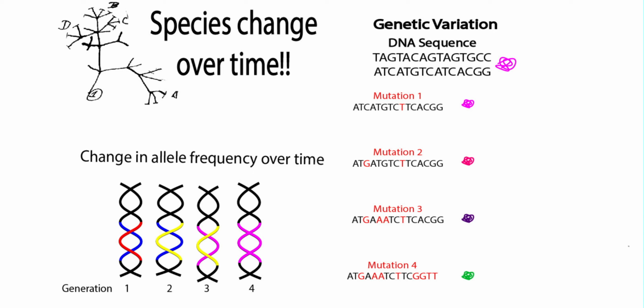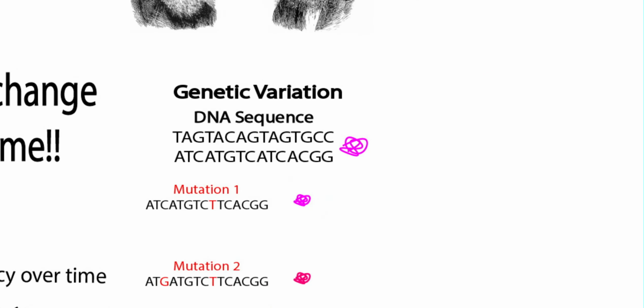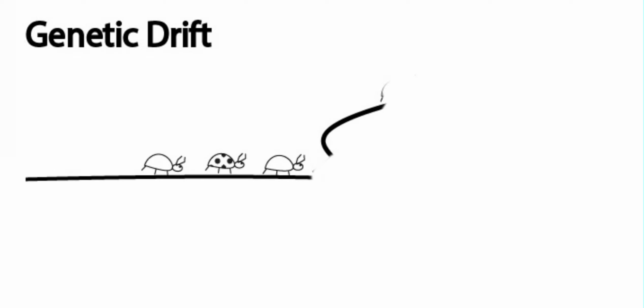And as we go down through mutation sets 3 and 4, we get an increasing number of mutations that deviated further and further from the original genetic sequence, and the protein is now more different from the original than the previous sets of mutations. And so evolution can act on this genetic variation and result in changes in allele frequencies over time, resulting in changes in species. Now, there's different types of evolution. And we're just going to introduce the two basic types in this video.